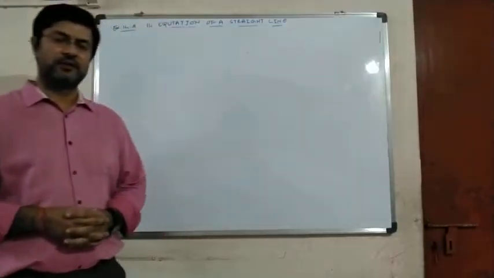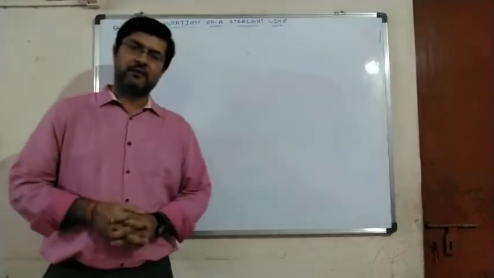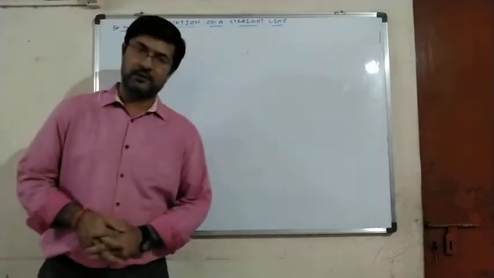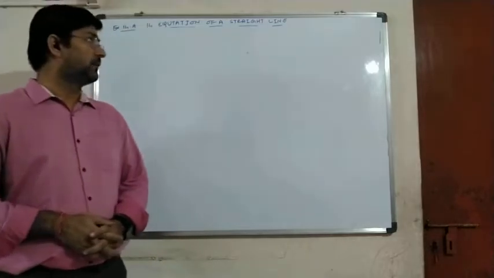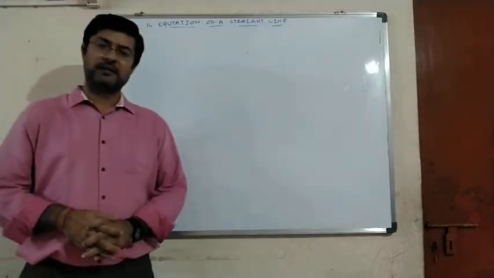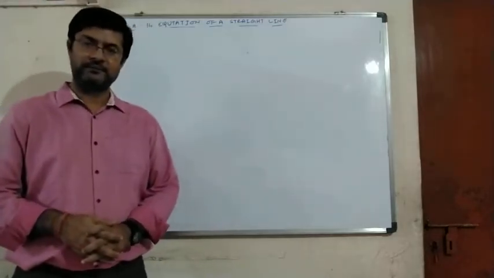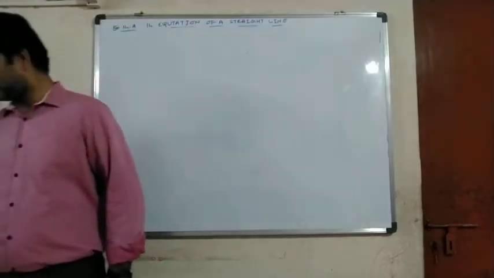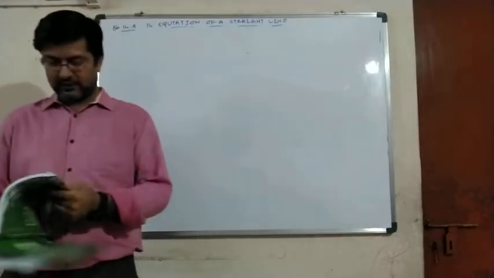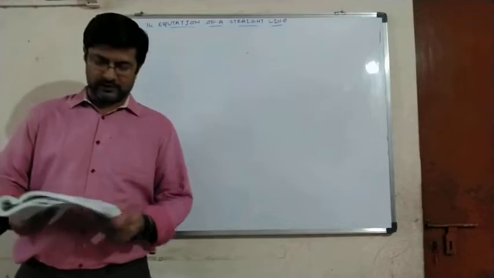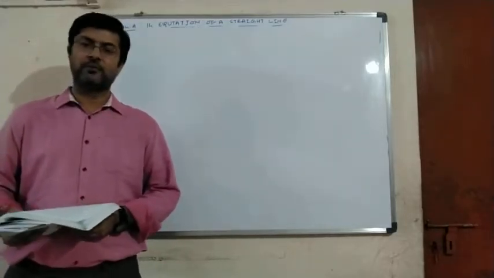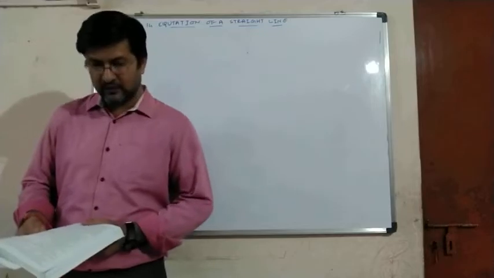Hello friends, you are watching ICSE Mathematics and we are solving exercise 14A of chapter number 14, equation of a straight line, ICSE Mathematics class 10. In the last class we were solving exercise 14A and we had completed it till question number 17. Today we will start from question number 18 onwards.